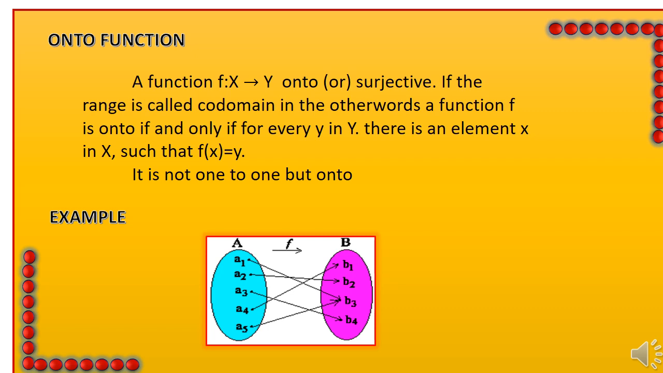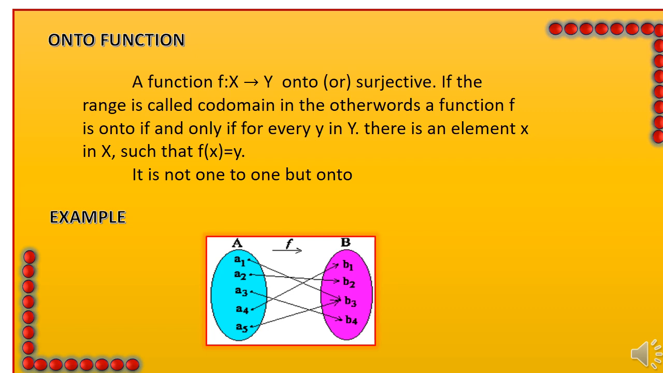Onto function. A function f from X to Y is onto or surjective if the range is equal to the codomain. In other words, a function f is onto if and only if for every y in capital Y there is an element x in capital X such that f of x is equal to y. Here f of x is equal to y is the onto condition. It is not a one-to-one function but it is an onto function.